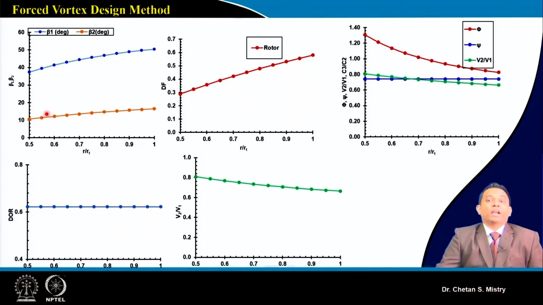That means the blade we will be making will be less twisted. Okay, so many times, as per the requirement, maybe you are not looking for a highly twisted blade. This is the configuration. And if you compare, there is a higher diffusion factor near the tip region, and the degree of reaction is coming to be constant. So this will give us an idea of how the variation of degree of reaction, delta beta and diffusion factor is happening.